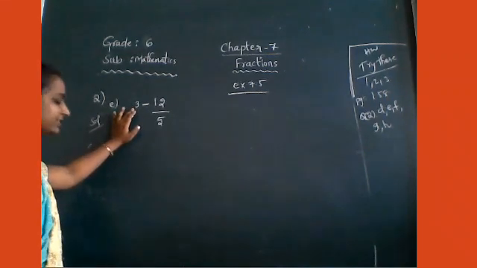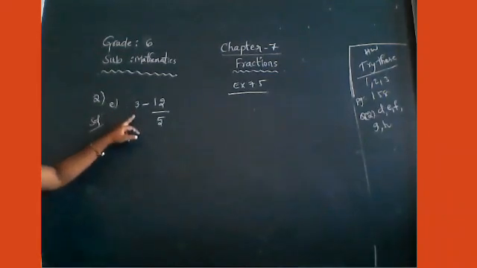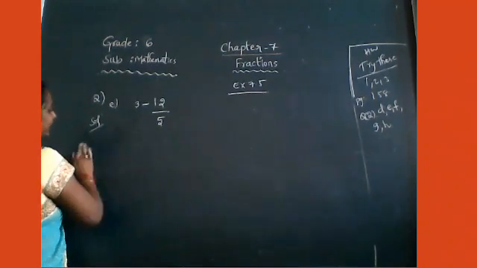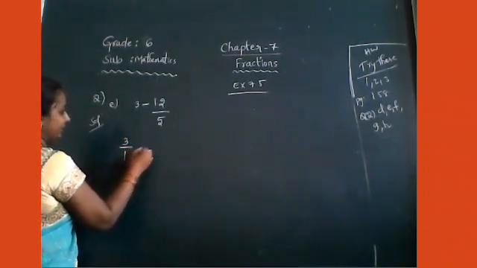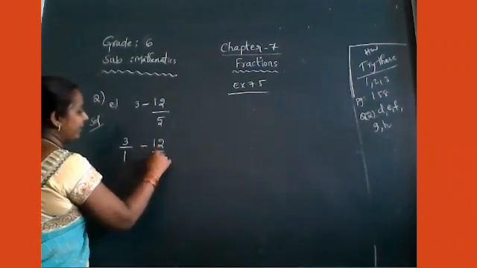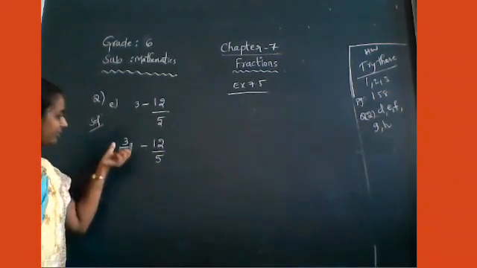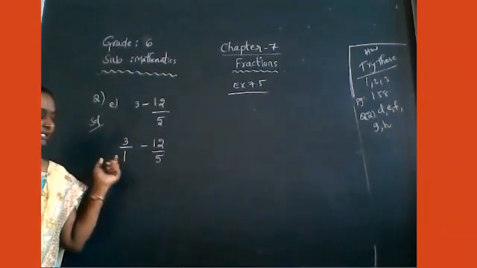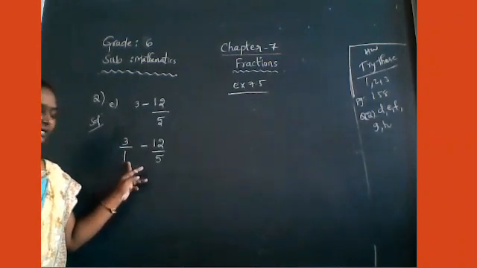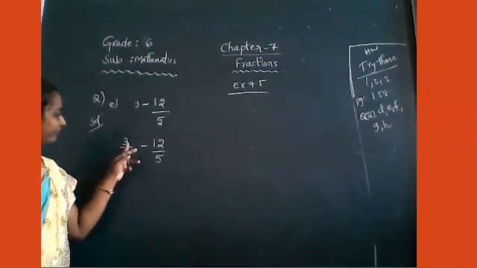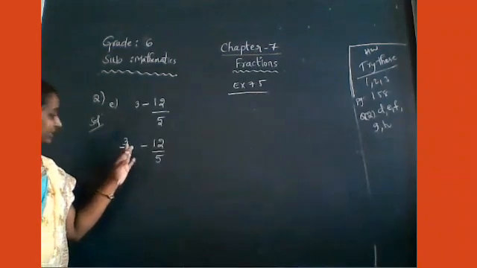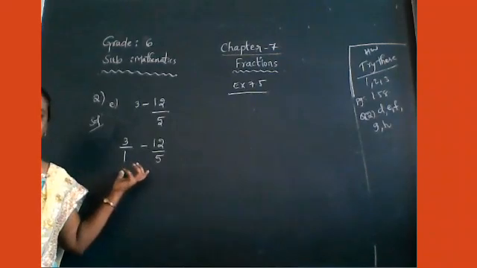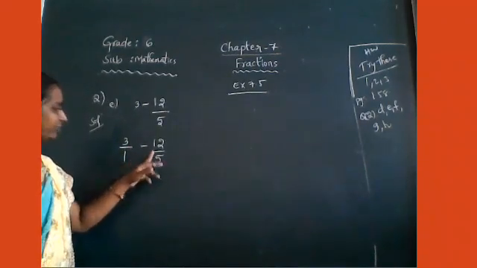So a fraction is in the form of p by q. But here the denominator is not there. So that's why you have to consider 3 by 1 minus 12 by 5. Now is this 3 in the form of a fraction or not? Yes, here the numerator is 3 and the denominator is 1. If you take 1, there is no change in the value, so the same value will come. So 3 by 1 is nothing but 3 only. So 3 minus 12 by 5.